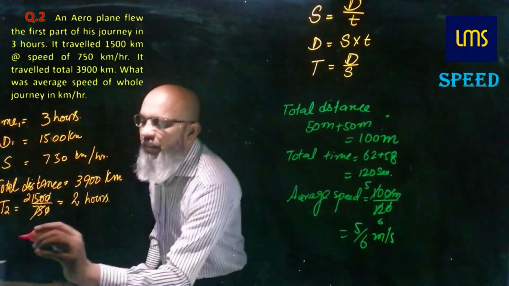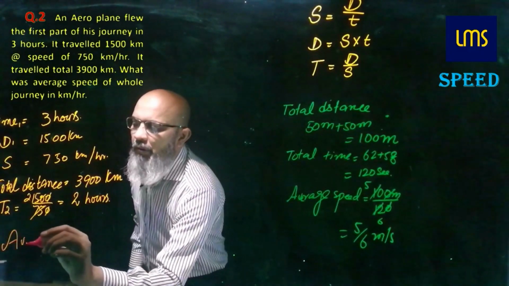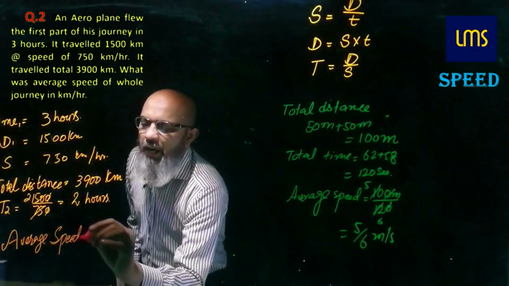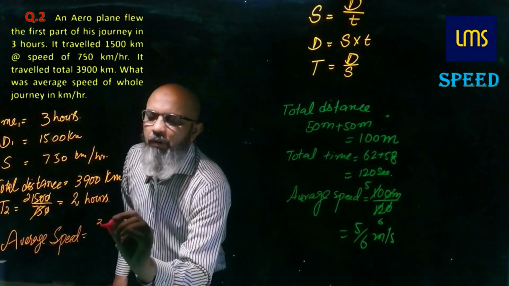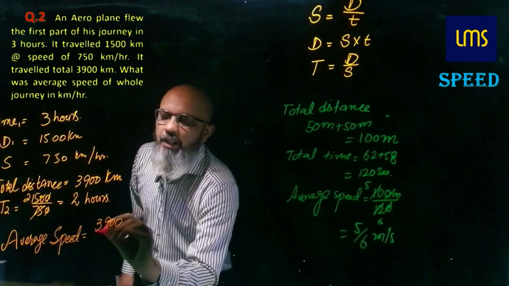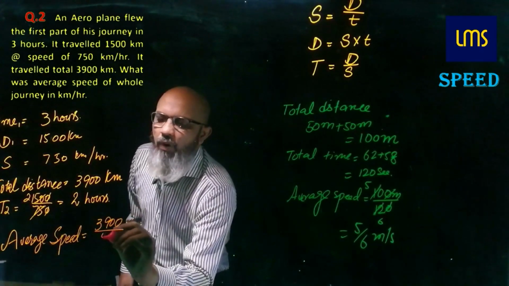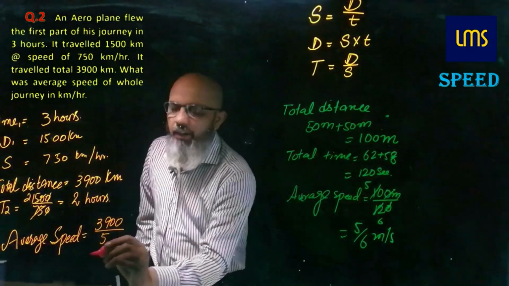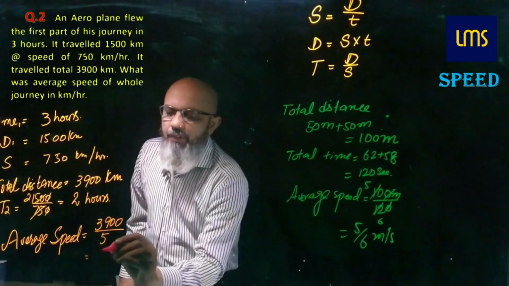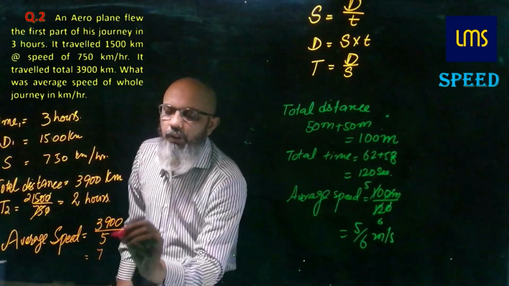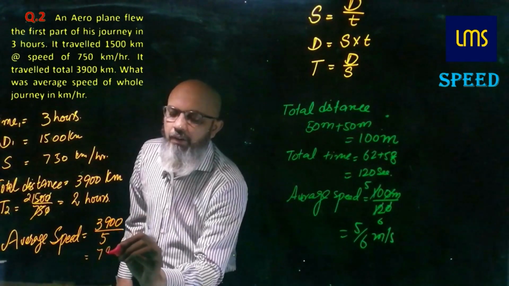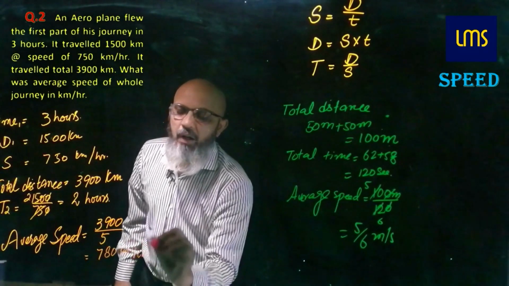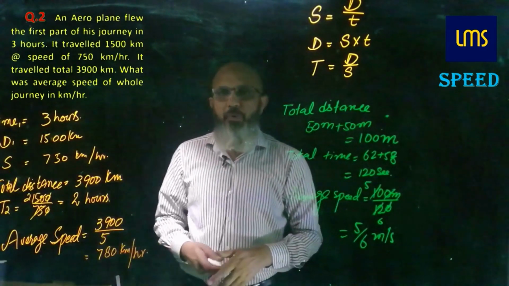So you can write here average speed equals 3900 divided by 5, total distance divided by total time. Now you can divide it: 5 7s are 35, and then 4 8s are 40, so 780 kilometers per hour. So that is your answer. I hope you understand both questions.